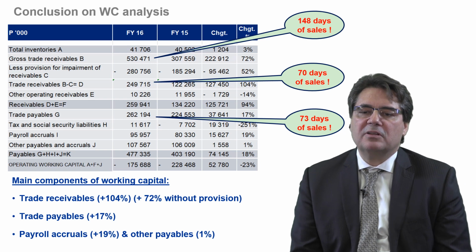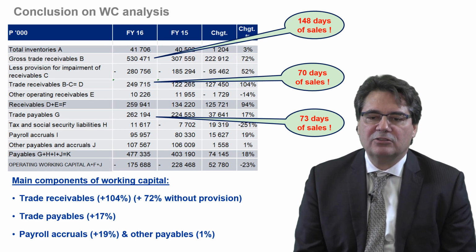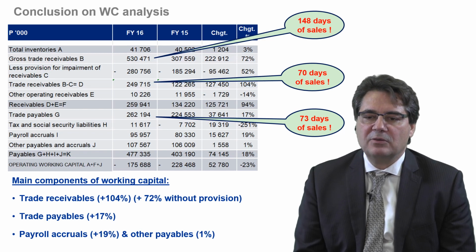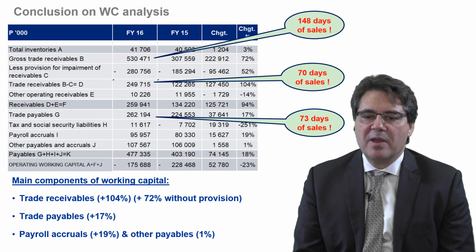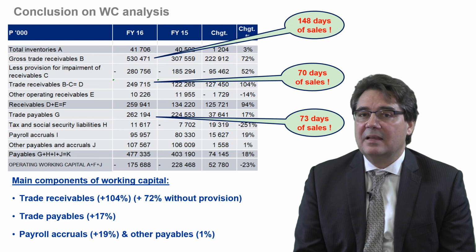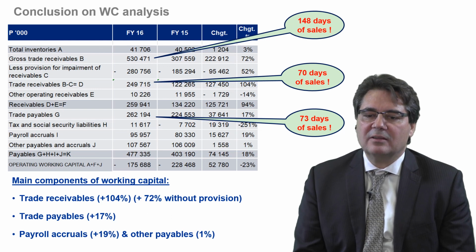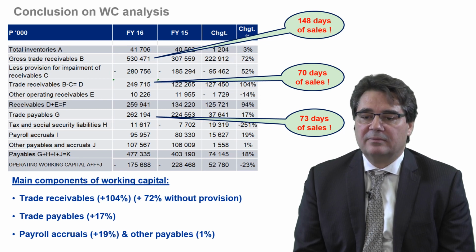To have a better comprehension of this atypical working capital structure, we need to observe in detail the notes to the financial statement. We find that trade receivables recorded a large increase, plus 104%, especially when compared to the rise in turnover, which is plus 30%. We notice that the provision on impairment of receivables has a significant impact on this augmentation, since the growth rate of gross trade receivables is only 72%. The rise in trade receivables is the root cause of the working capital deterioration over the year.